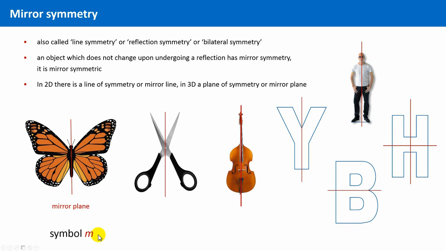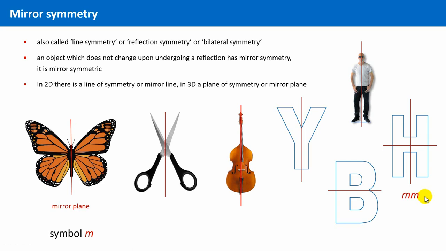An object can have, of course, more than one mirror plane. Look, for instance, at the character H. There's one horizontal and one vertical mirror line or plane. The resulting symbol to characterize this would be MM. We will come back to the so-called unique mirror planes after we considered rotational symmetry.